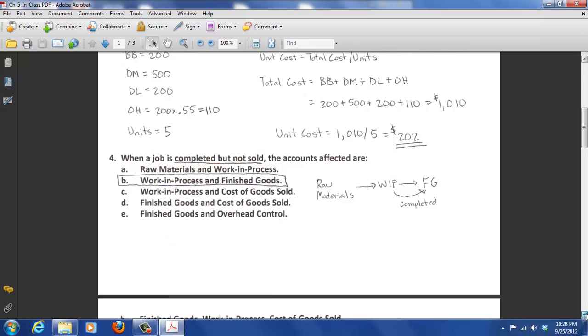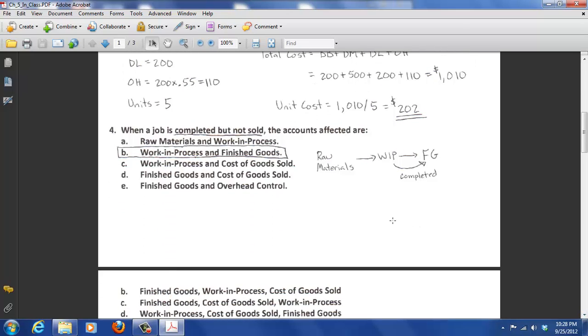So moving on to number 4. This one's a multiple choice. So we're asked, when a job is completed but not sold, what accounts are affected? So if we think back to the way that the materials are going to flow through the business here, we start out with our raw materials. It flows through into work in process.